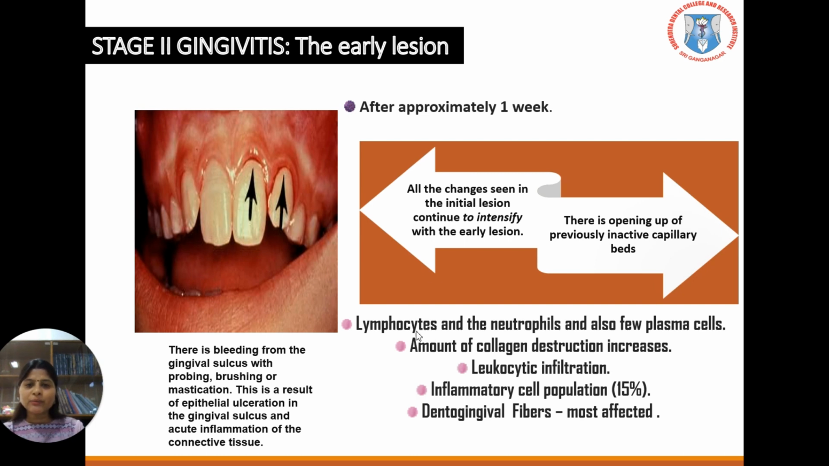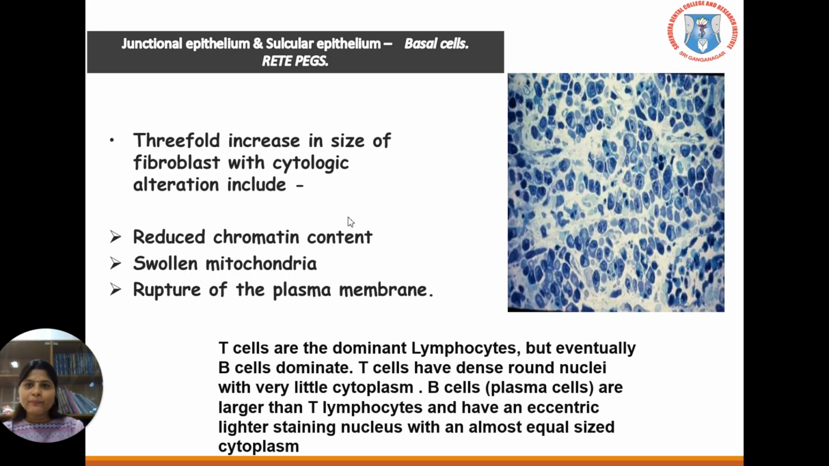The destruction which was seen around the perivascular area has now increased. Leukocytic infiltration is there, the inflammatory cell population has increased, and now the changes have occurred below the junctional epithelium, where the dentogingival fibers are destroyed due to the presence of the inflammatory cells. There is a threefold increase in the size of the fibroblasts; that is, the fibroblast alterations have changed, so collagen fibers are not properly formed. The T cells are the predominant lymphocytes which we see in the early stage.